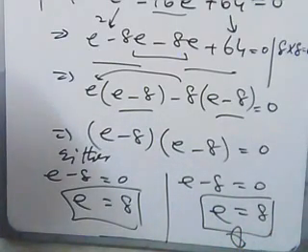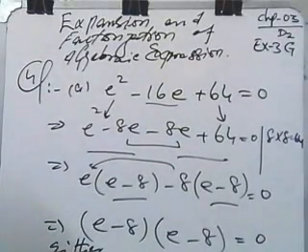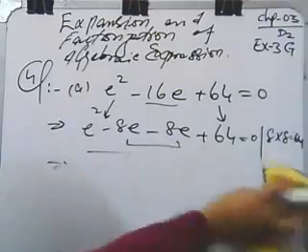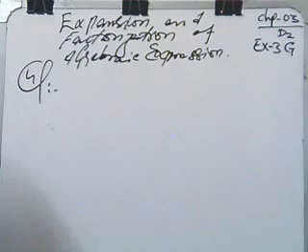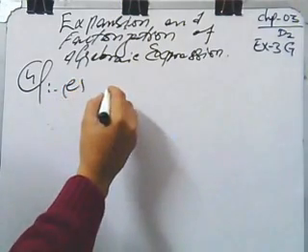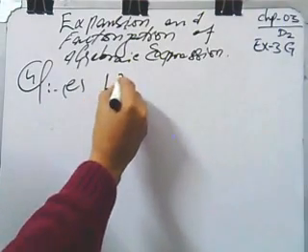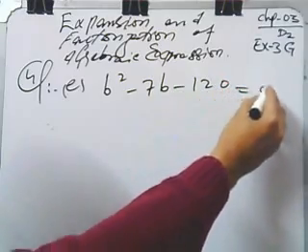Now we have to solve the following equations, that is, we have to find the value of the other variables which have been given to you. For example, another question, the e part: b square minus 7b minus 120 is equal to 0.